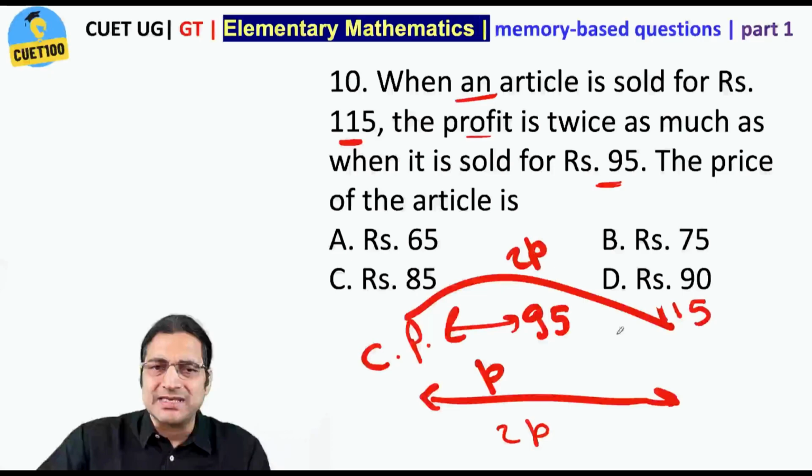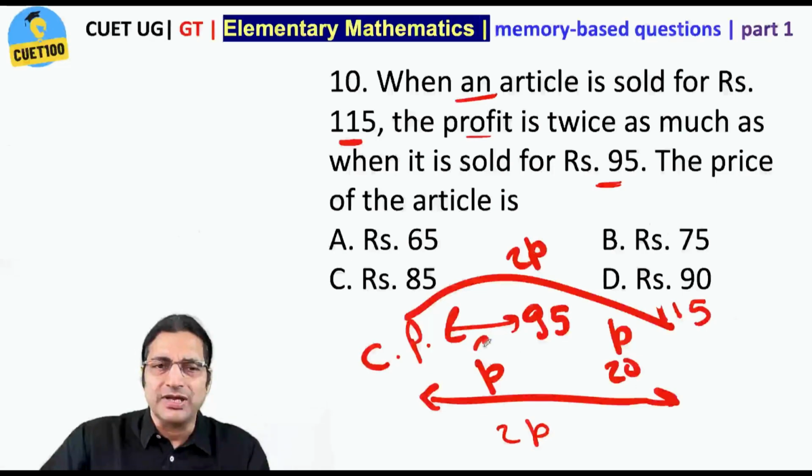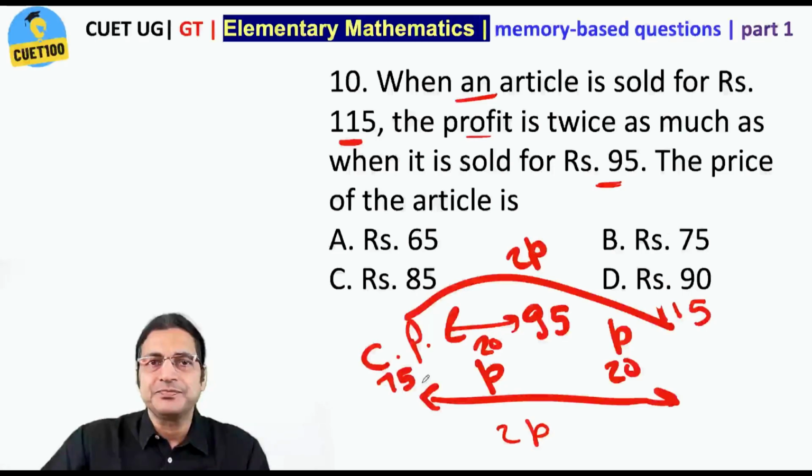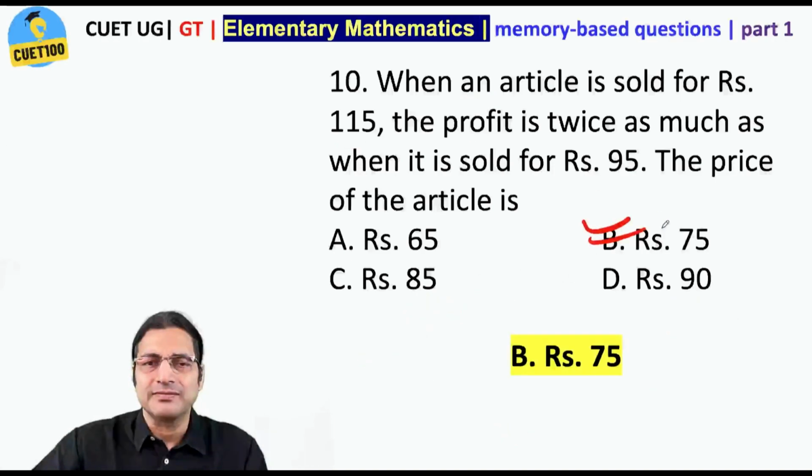So it means this gap should also be P in between 115 and 95, that is profit. And this is given to be 20 rupees. So here also there should be 20 rupees. So the cost price must have been 75, okay? Because then at 95 you make 20 rupees profit, and at 115, 40 rupees profit. All right. So answer is easily this one.